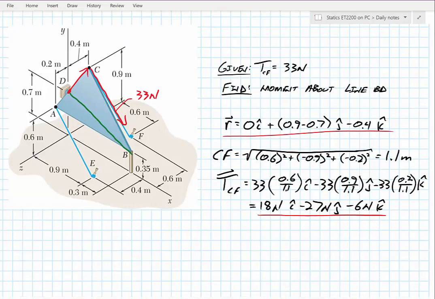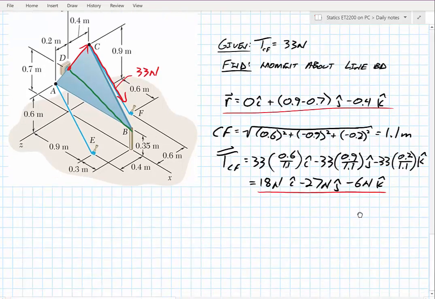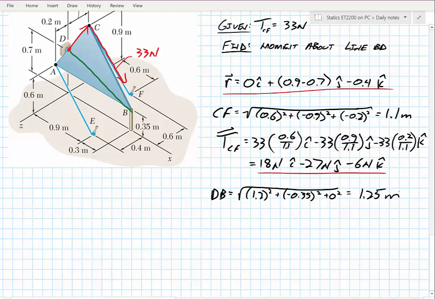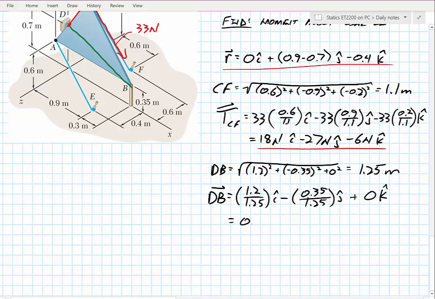The last thing I need to do is this line from B to D. I'm going to treat it just like I did with that vector. So the first step to put it into X, Y, and Z component or proportionality form would be to find the length of line DB. I got a total length of 1.25 meters. So looking at vector DB, I can put it into component form, and multiplying it through, I end up with 0.96 I hat minus 0.28 J hat plus 0 K hat.